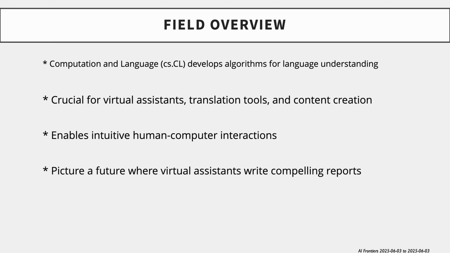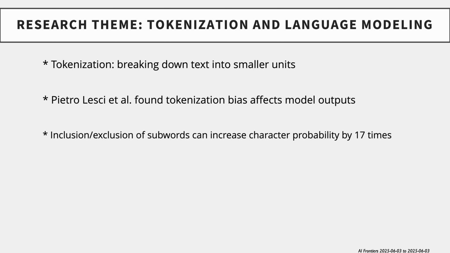For instance, every time you ask Siri a question or use Google Translate, you're interacting with technologies born out of cs.CL research. The significance of cs.CL lies in its potential to revolutionize how we interact with technology. By making machines understand and generate human language, we open up a world of possibilities. In our analysis of recent archive preprint server papers, several dominant research themes have emerged.